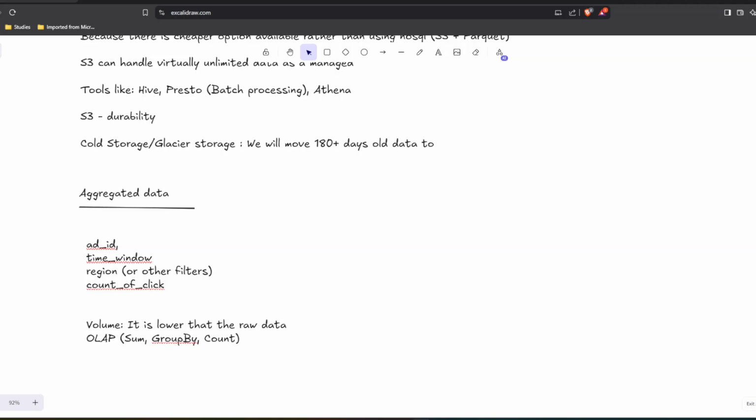Now why NoSQL are we going to use here? Because, and what kind of NoSQL? It can be Cassandra or InfluxDB, a time series DB.